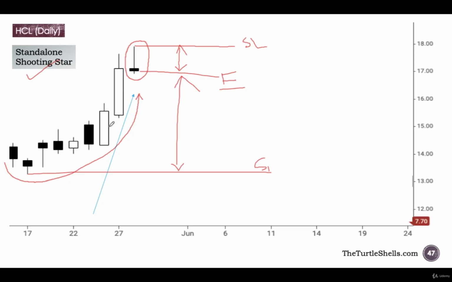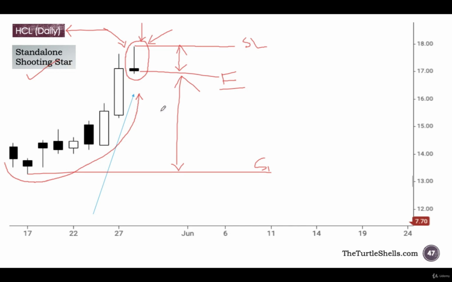So after 2 tall white candles, suddenly you have this candle that should speak volumes about what is happening in the market. The bears are clearly stamping their authority here, saying that there is a problem here on the daily chart of HCL. So that is one positive, because we have already looked at what happens when a shooting star comes after a tall white candle.